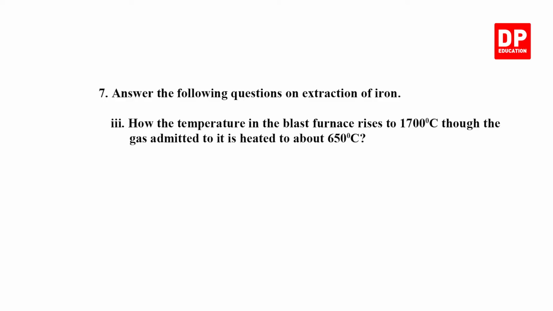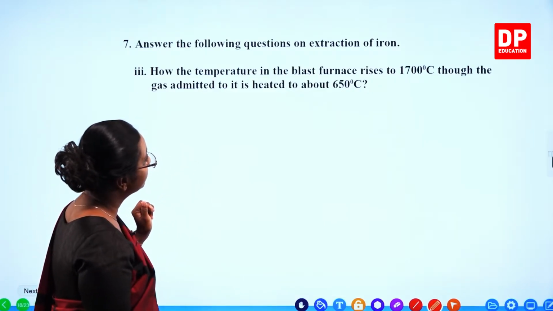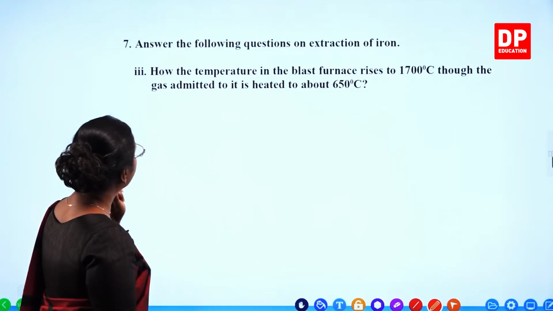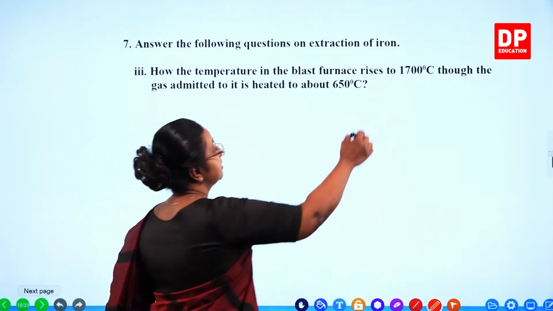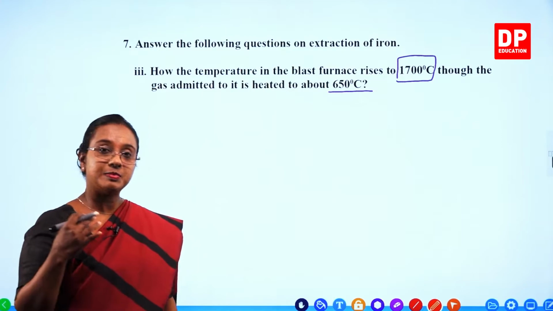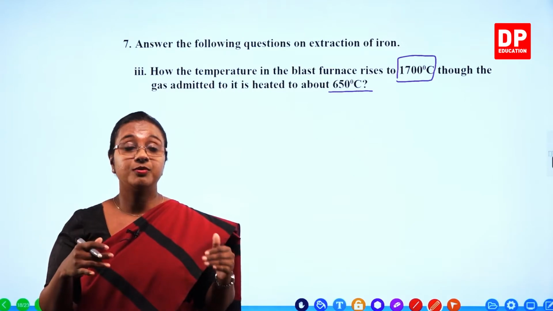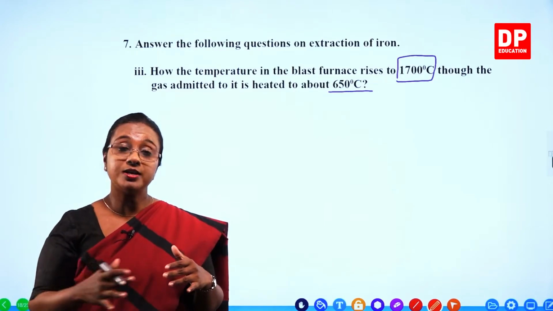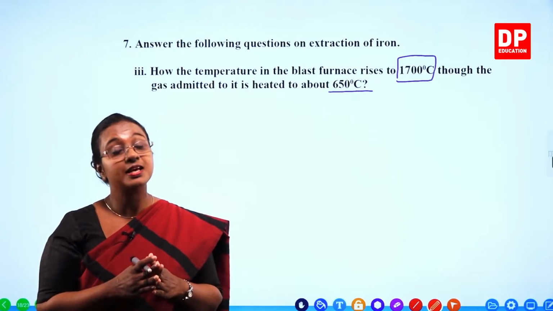Again, the seventh question, answer the following questions on extraction of iron. How does the temperature in the blast furnace rise to 1700 degrees Celsius, though the gas admitted to it is heated to about 650 degrees Celsius? This is a concept that I did discuss before, students. Now we send in hot air. You can remember the hot air blast. That is through the bottom of the blast furnace. The hot air goes up. It helps to provide a temperature. There only the reactions take place.